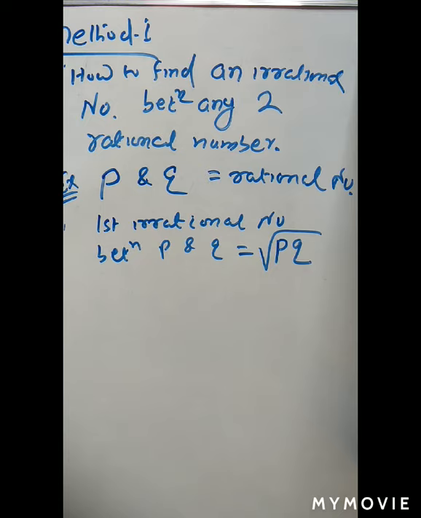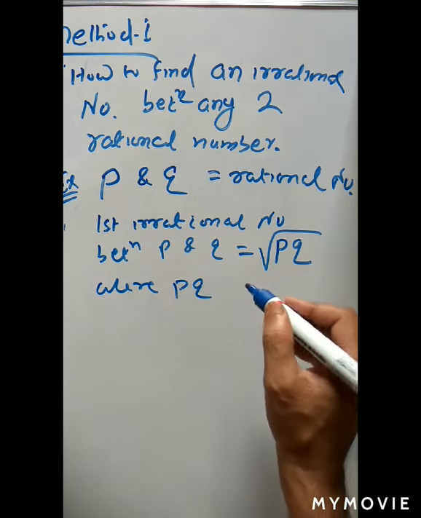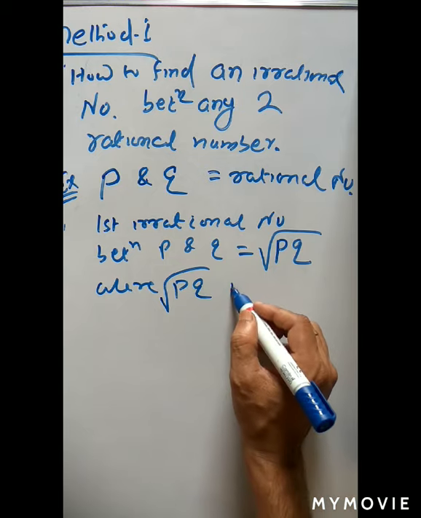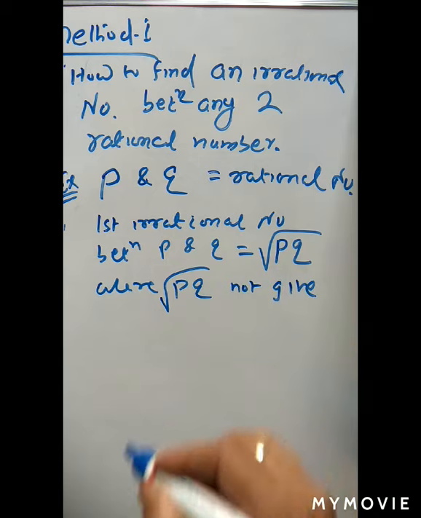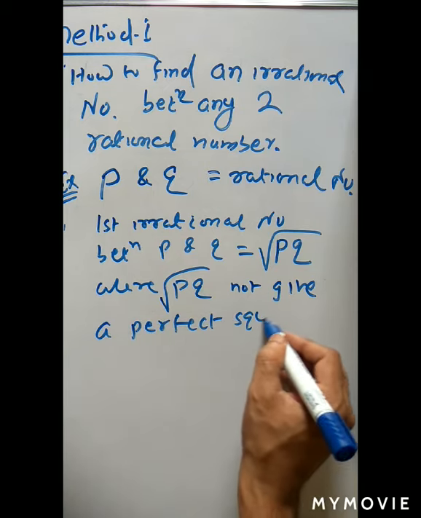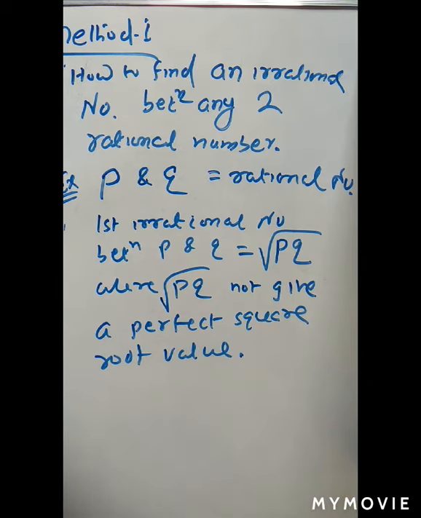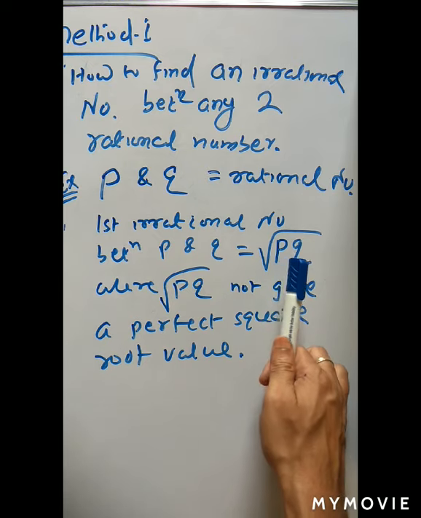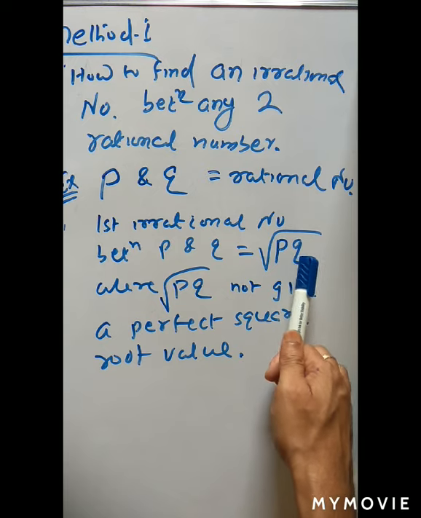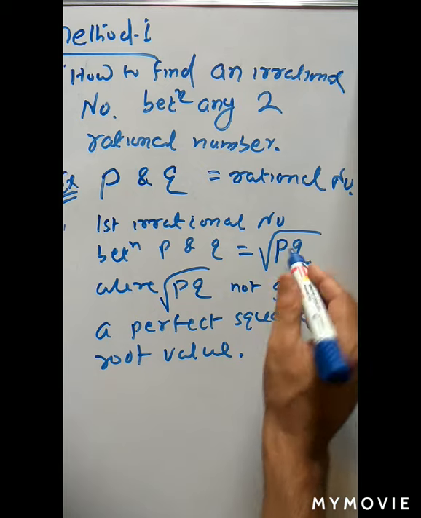And remember, this square root of PQ should not give a perfect square root value. That means suppose P is equal to 2 and Q also take 2. So 2 into 2, 4. Square root of 4 is equal to 2. So this is not an irrational number.